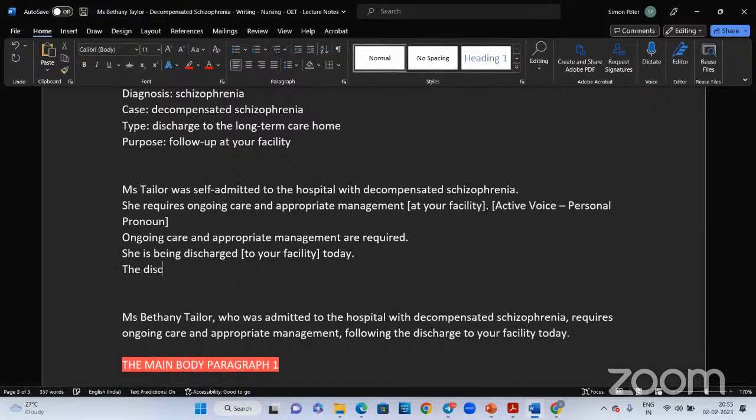She is being discharged today. The discharge has been scheduled for today. Or you can say the discharge for today has been scheduled. Don't say discharge has been scheduled today. For today. Okay. The discharge today has been scheduled. So this is the way you can write. This is passive voice.